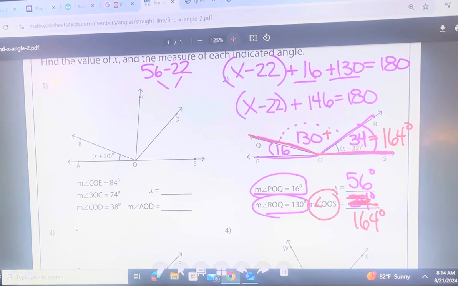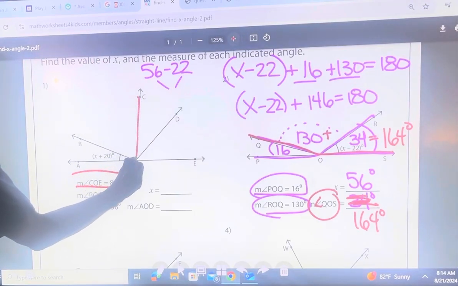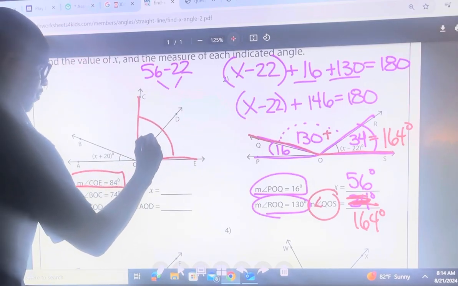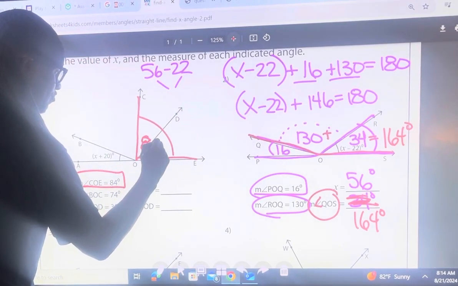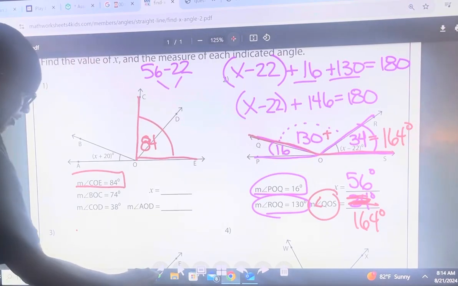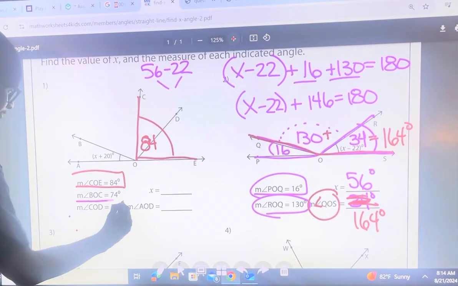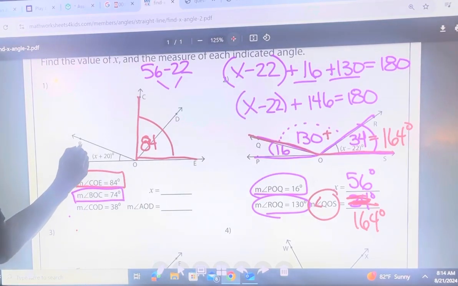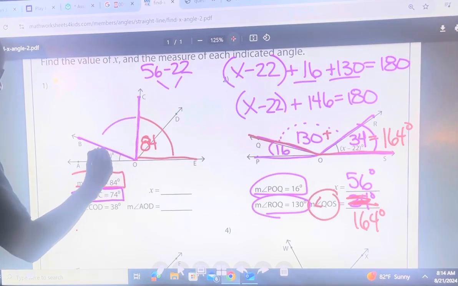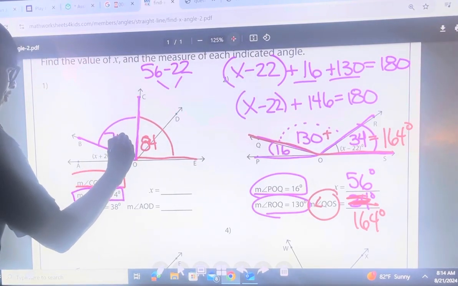Okay. Looking at number one, correct? Let me color coordinate it. So COE, right here, this entire one is equal to 84. And then BOC here is 74.